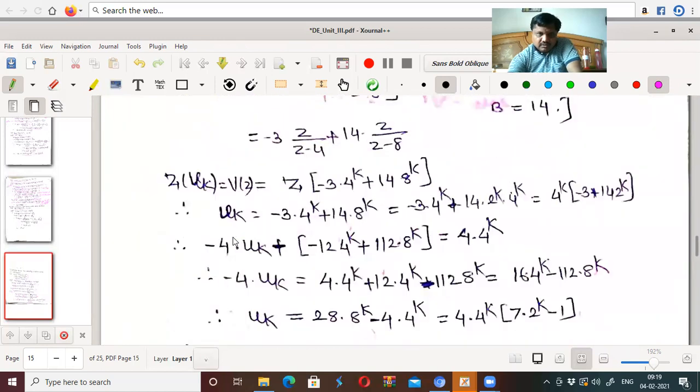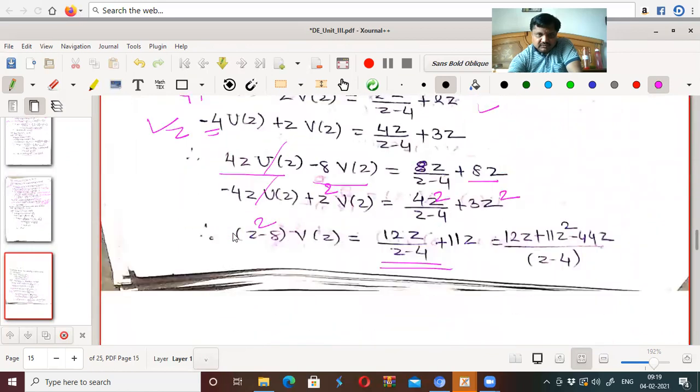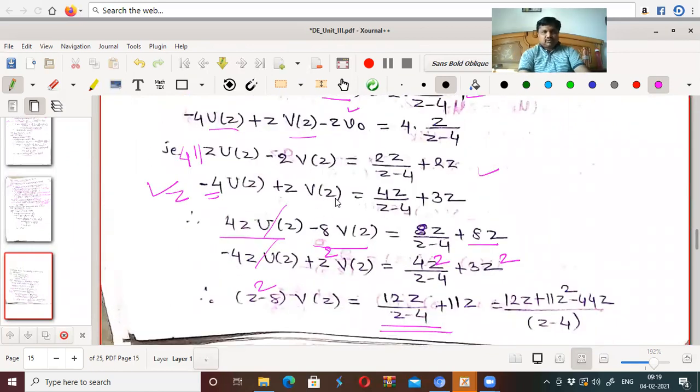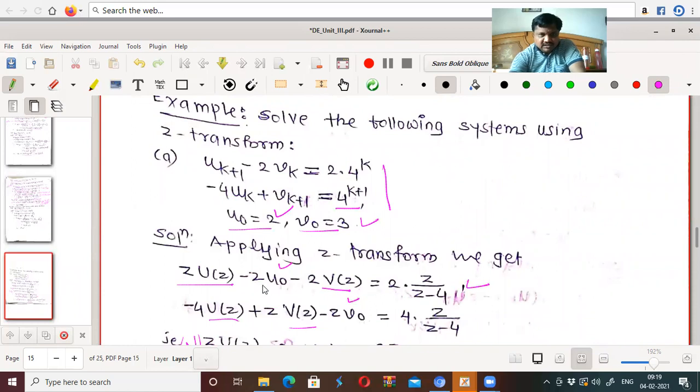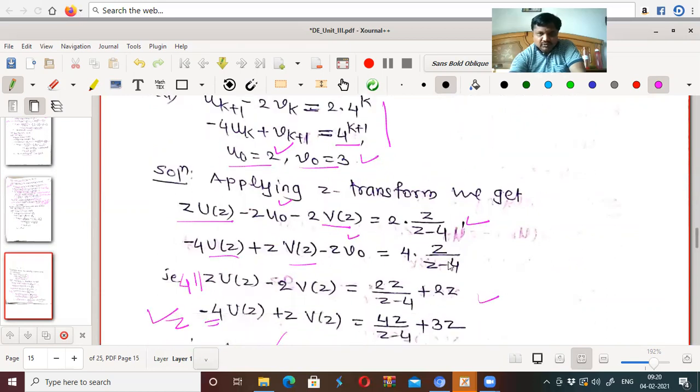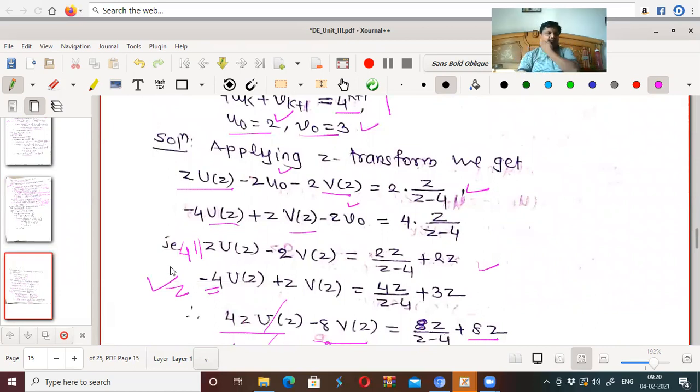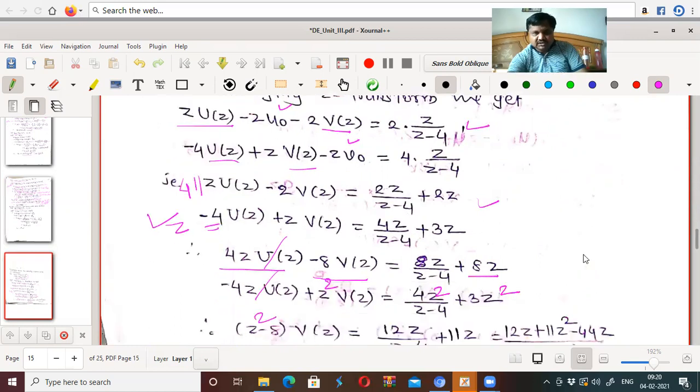Now, what type of calculations will it be? 4 times, so you have to take z into u of z minus z u0 minus 2v of z equal to 2 into z upon z minus 4, minus 4 u of z plus z vz minus z v0 equal to 4 times z upon z minus 4, that is 4 times z u of z minus 2 times v of z equal to 2z upon z minus 4 plus 2z, and this is minus 4 u of z plus z v of z equal to 4z upon z minus 4 plus 3z.